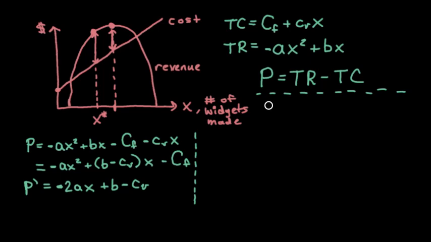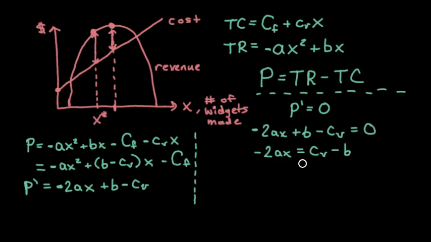Next step to maximizing profit is to set the derivative equal to 0. This is just negative 2ax plus b minus cv equals 0. And then we're just going to solve for x. So negative 2ax equals cv minus b, which gives us x star, or the optimal x, equals b minus cv all over 2a. And before we get too excited, remember we got to check that the second derivative is negative.